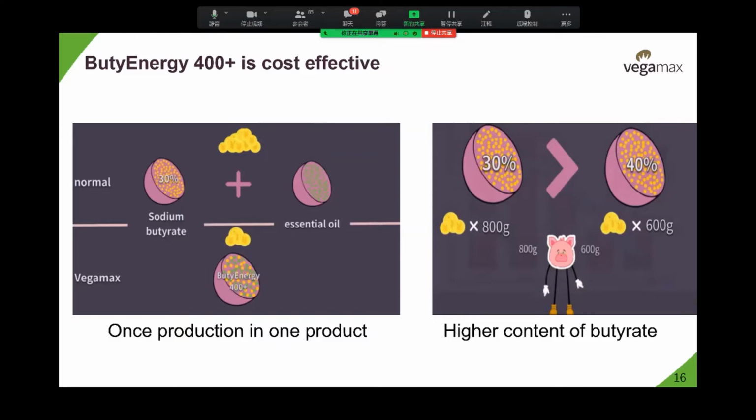At the same time, it can achieve 40% content. This is similar to the cost of 30% sodium butyrate in the market, but only needs 3 to 4 per mille of additional amount, which is a great reduction in the customer's using cost. So in summary, the cost will be highly reduced for Butyl Energy 400 Plus.